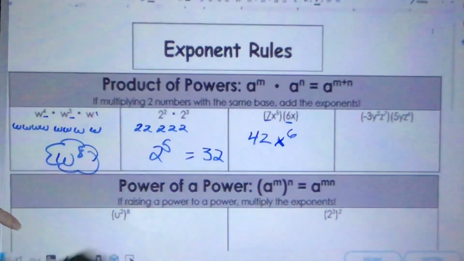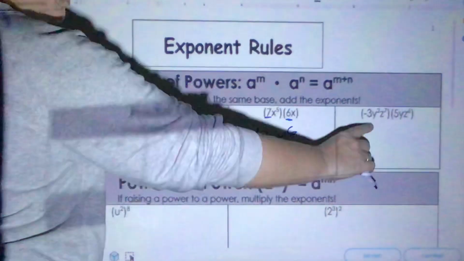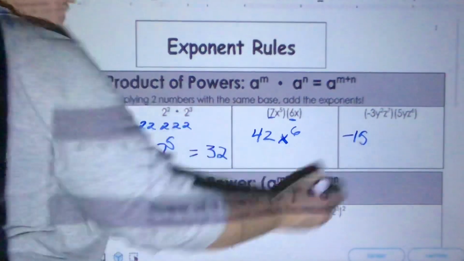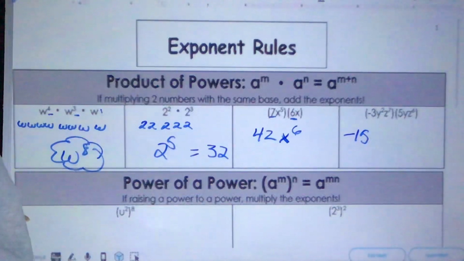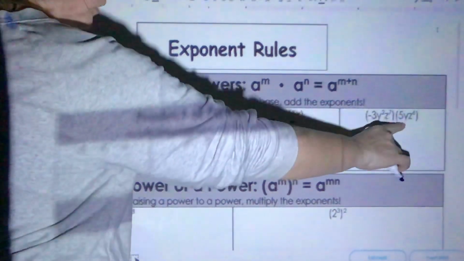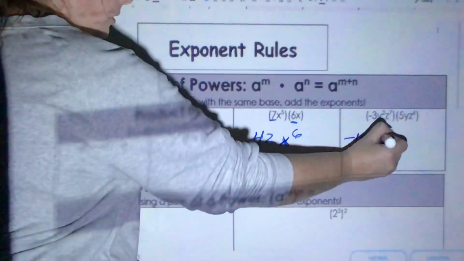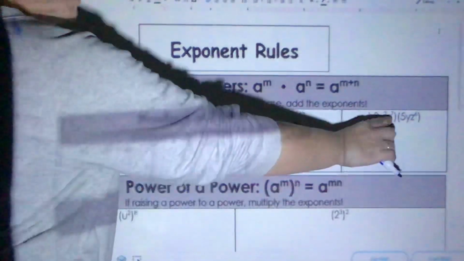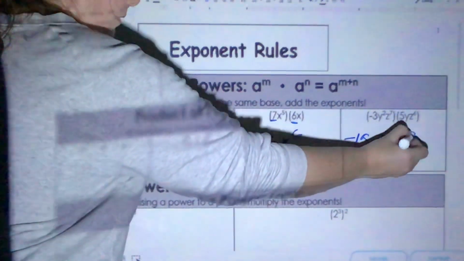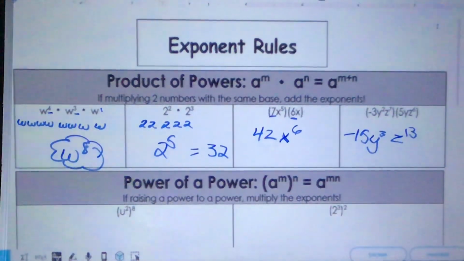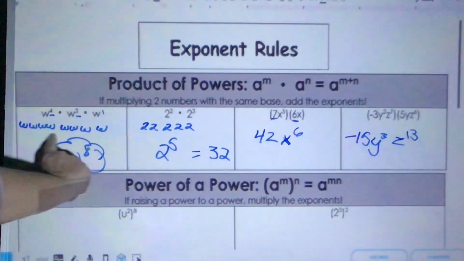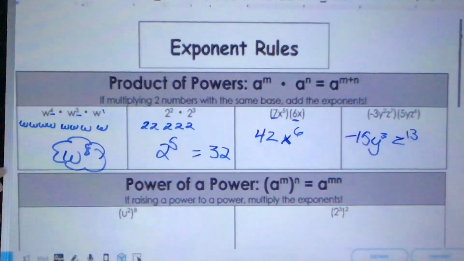And then our last example, we're going to multiply our coefficients. Negative 3 times 5 is negative 15. And then we're going to go variable by variable and add them together. So we have 2 y's here and 1 y there, so that gives us y cubed. We have 7 z's and 6 z's, so that gives us z to the 13th power. So that's the rule for multiplying. You add the powers. But if you don't remember the rule, you can always expand and figure it out.